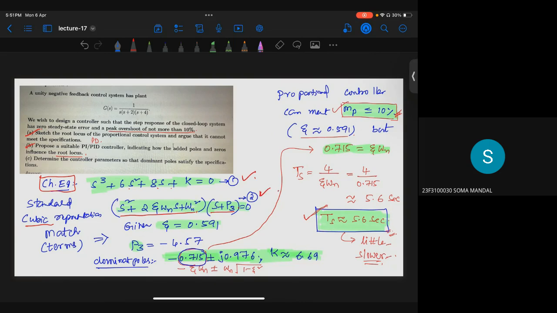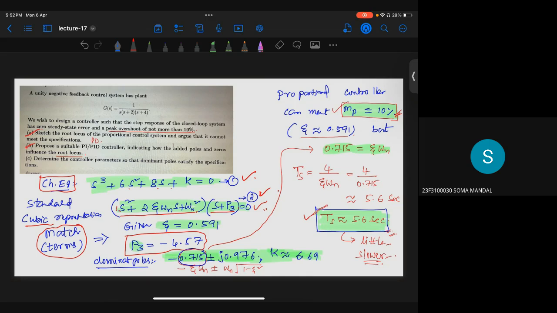Compare 1 and 2. If you match the terms, you will get P3 as minus 0.4, minus 4.57. Matching the terms means you multiply this entire thing and match the coefficients. Here we have 1, here we have 1. If you compare everything, you will get P3 as minus 0.5 of 4.57. Once you have that, you can calculate.